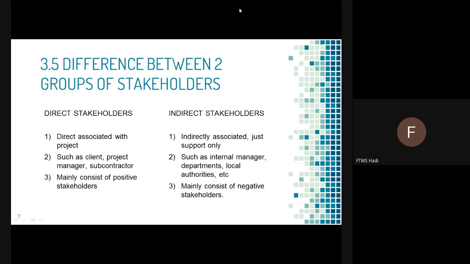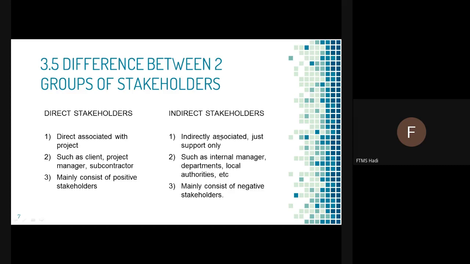Okay, difference between two groups of stakeholder. The first one, direct stakeholders, maknanya secara terus. Indirect ni bermaksud tidak terlibat sangat, maknanya tak terlibat terus. Alright, direct associated with project, that means they involve totally in the project. For example, such client, project manager, subcontractor, that means more on positive stakeholder because they are more contributing towards the successful of the project. That means orang-orang yang penting lah, secara terus, yang terlibat secara langsung dalam projek.